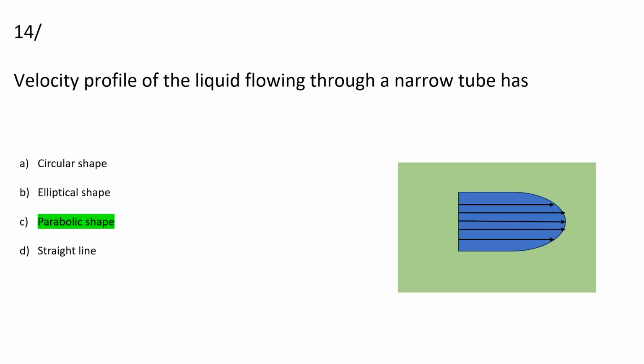Then, the velocity profile of the liquid flowing through a narrow tube, which shape will it follow? Option A says circular, B elliptical, C parabolic, and option D says straight line. So here the correct option is parabolic shape, that is option C.